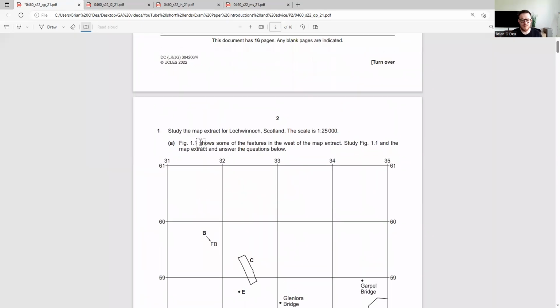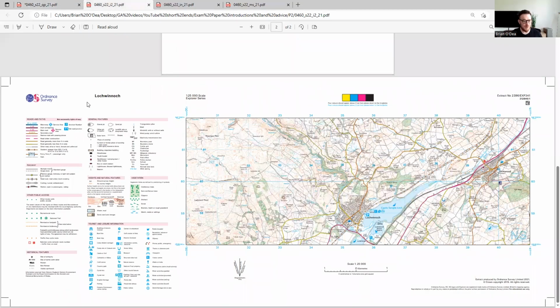The first section is all about map work. So we had the OS map here, Ordnance Survey map. It's quite a detailed map. If you get the digital version, it's often really detailed.